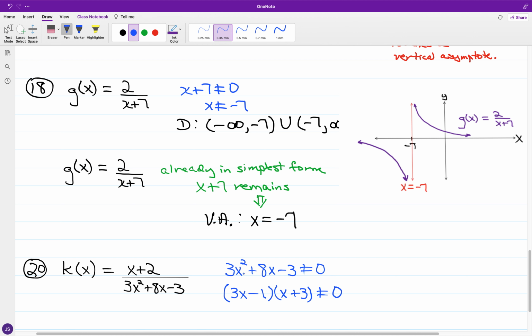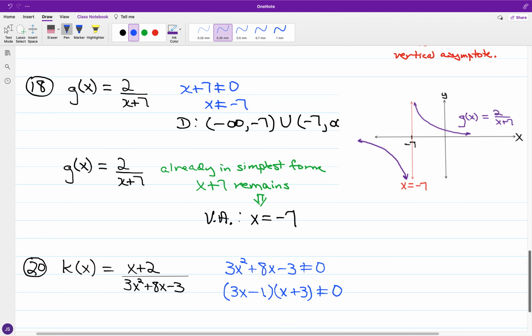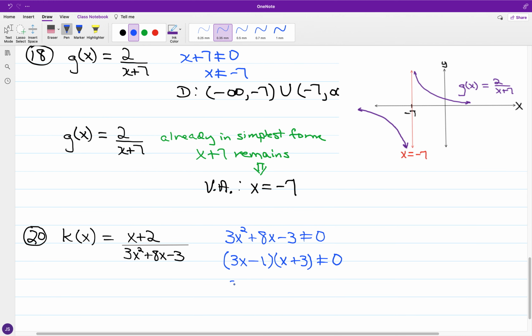So again, just double checking. 3x times x is 3x squared. 3x times 3 is 9x. Take away 1x, so we got 8x. -1 times 3 is -3. Okay. So we got these individual factors, and neither binomial can be equal to 0.